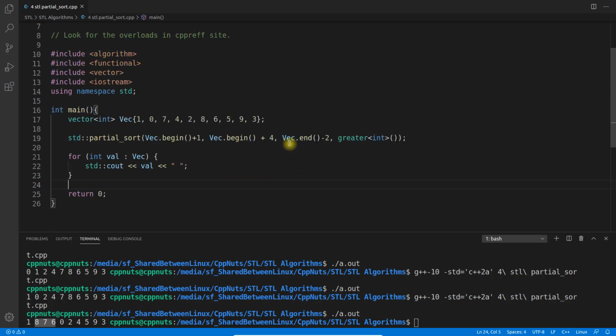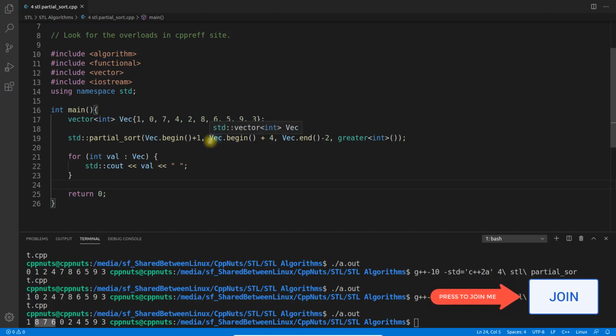And don't be confused with the sort here, because in sort also we gave a range, like begin to end, remember? But that sort is different. There you sort whatever the range is given, you sort everything. But here we have this middle concept also. So don't get confused with that.